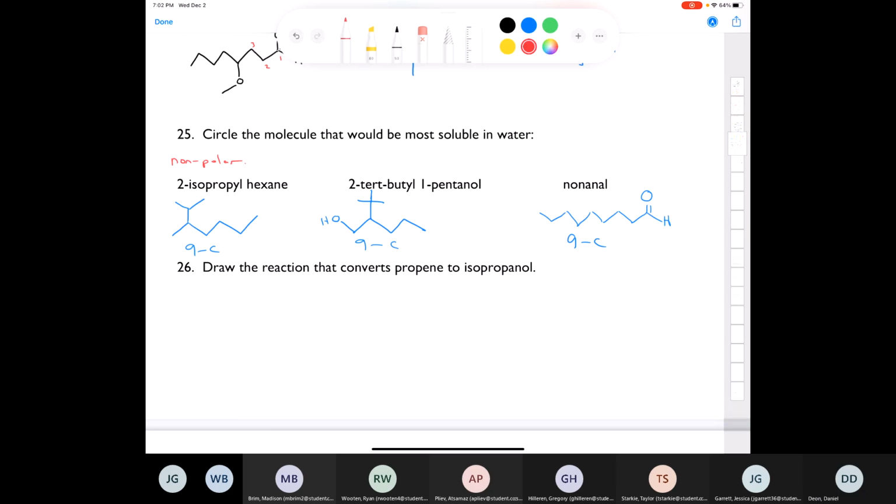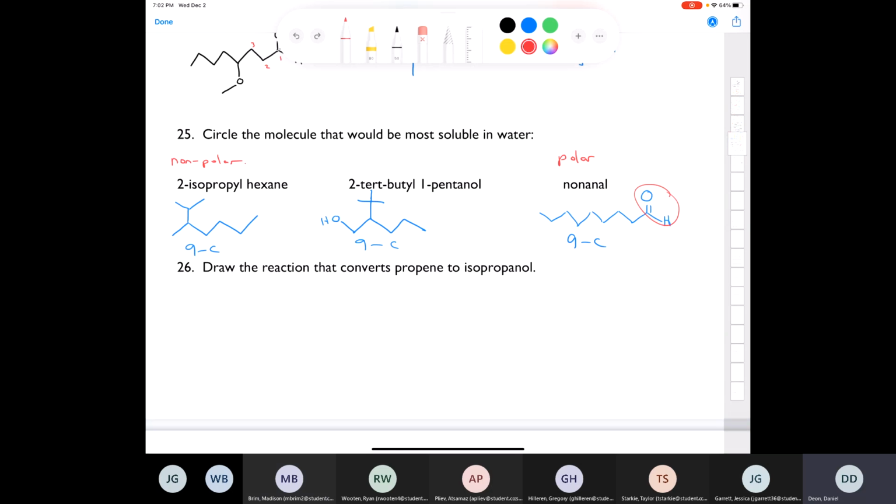Now, the aldehyde is polar, right? It's got a polar group here. But what advantage does the pentanol have? Can anybody tell me? It doesn't have a double bond? No, it's got nothing to do with a double bond.